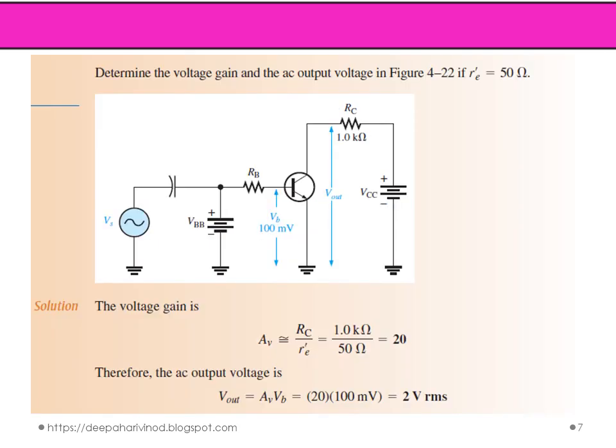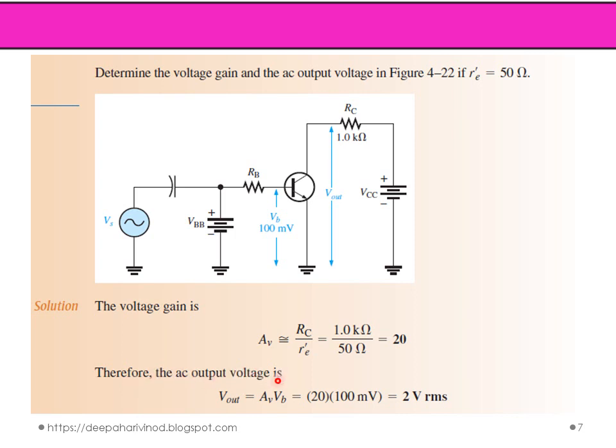Now let us see a problem related to that. Determine the voltage gain and AC output voltage of the figure shown, where the value of r dash e is 50 ohm. Now voltage gain Av equals RC divided by r dash e. The RC value is 1 kilo ohm, so 1 kilo ohm divided by r dash e, which is 50 ohm. So 1 K means 10 raised to 3, divided by 50, we will get 20.